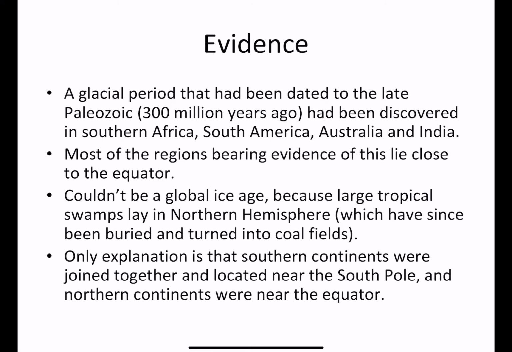Okay. All right. Another piece of evidence that Wegener put forward was that it seems that there was a glacial period which has been dated back to the Paleozoic age, which is 300 million years ago. So 300 million years ago, there was a glacial period in certain regions, and these regions are Southern Africa, South America, Australia, and India.